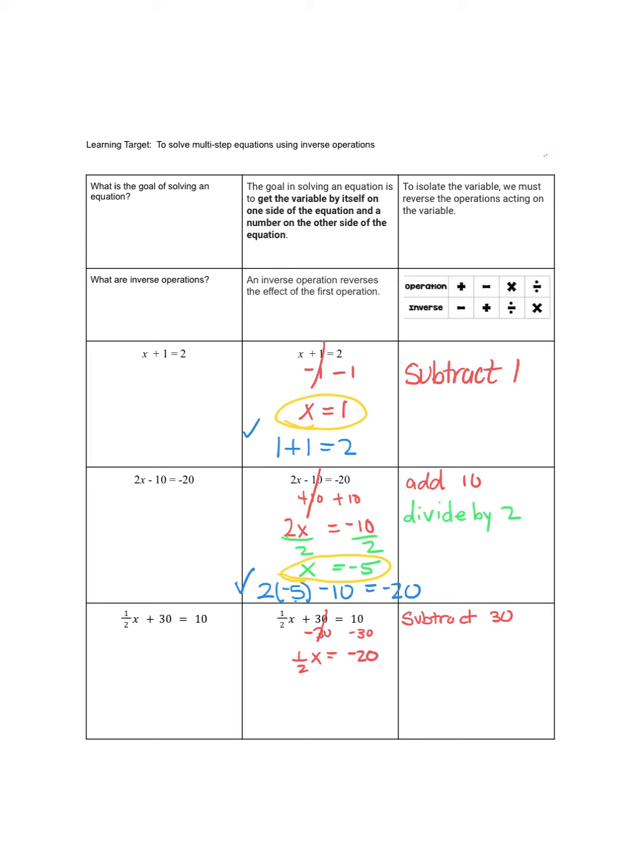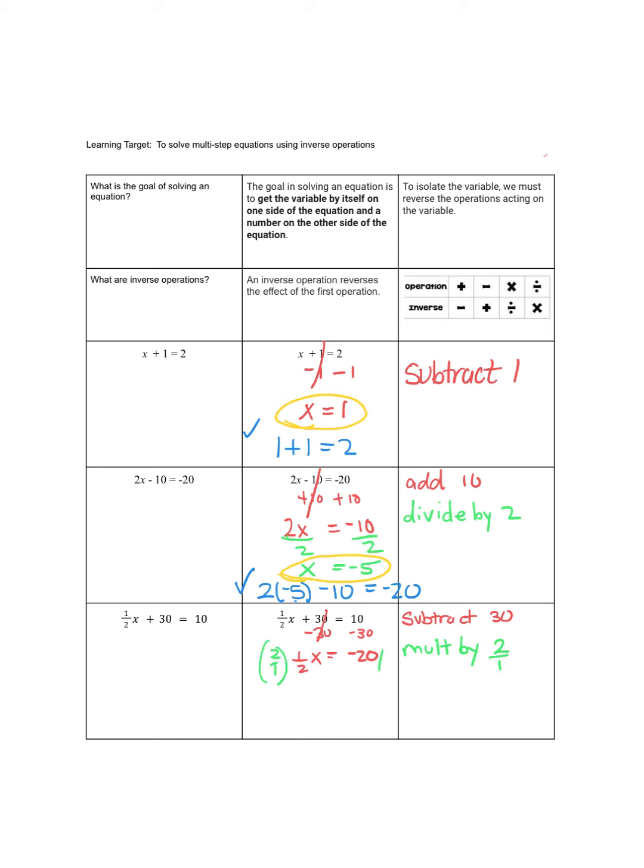Now what I see here is that I have a fractional coefficient. So I have that 1/2, and therefore I'm going to multiply by the reciprocal, which would be 2, or 2 over 1.